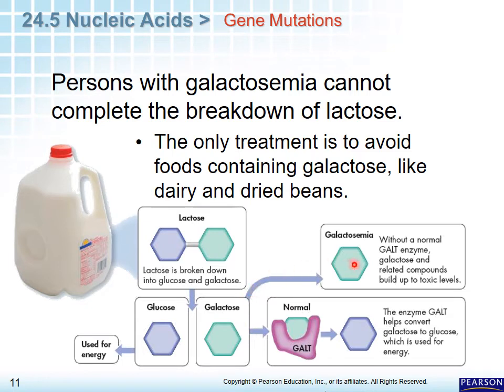Galactose remains like this, and this form of galactose creates the disease called galactosemia. Without a normal GALT enzyme, galactose and related compounds build up to a toxic level, and this toxic level is going to damage the kidneys and eyes, and cause liver enlargement, etc.